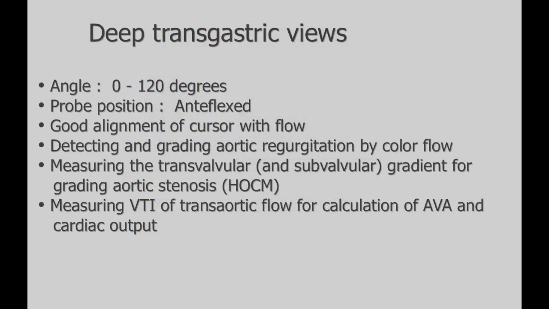For obtaining the deep transgastric views, the omniplane angle should be at 0 degrees for the normal deep transgastric view and up to 120 degrees for the transgastric long axis view. The probe is typically antiflexed to achieve these views once the probe is placed in the stomach and a transgastric mid-papillary view is obtained. The probe can be advanced slightly deeper from the transgastric mid-papillary view and antiflexed to achieve the deep transgastric view, or rotated to 90 to 120 degrees from the mid-papillary view in order to achieve the transgastric long axis view.